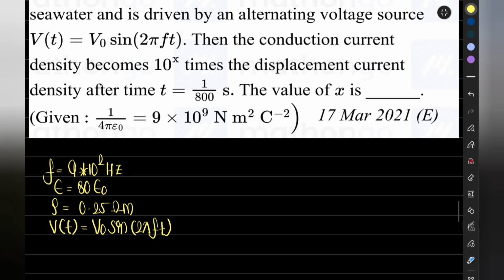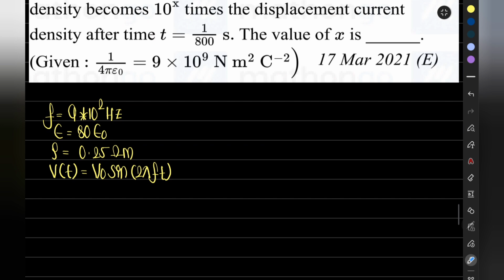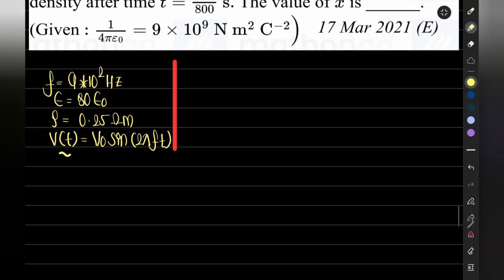Then the condition they are mentioning involves two things, conduction current density and displacement current density. So we will have to understand what is meant by conduction current density and what is meant by displacement current density. Okay, so we have written our given data. One more thing, time also they have given. The value of t is 1 by 800 second. So these are the things mentioned in this question.